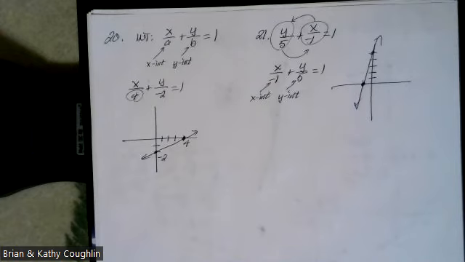Now, number 22, write the slope-intercept form through the given points. Okay, this is going back a little ways. Let's take a look. Number 22.